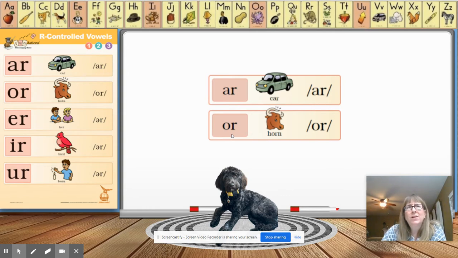Because OR is a trick word, or. And or is part of our other trick word, for. Like, I have a gift for you, not the number. So you're going to repeat me. AR, car, ar. Your turn. AR, car, ar. OR, horn, or. Your turn. OR, horn, or.